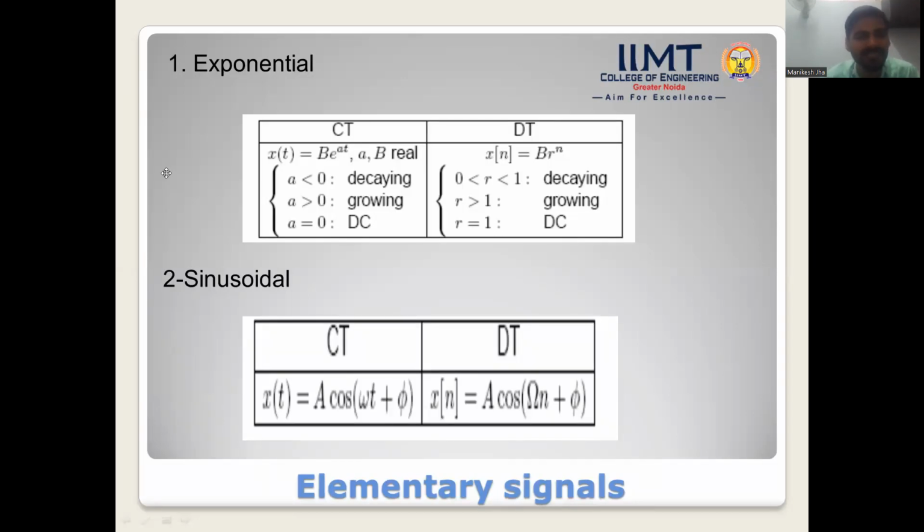The second one is the sinusoidal signals. A sinusoidal signal is given as A cos(ωt + φ), and similarly in the discrete domain, it is given as A cos(ωn + φ). So these are the two different types of signals which we are going to discuss in signals and systems: exponential and sinusoidal, which are sometimes called trigonometric signals, the sinusoidal or cosine signals.